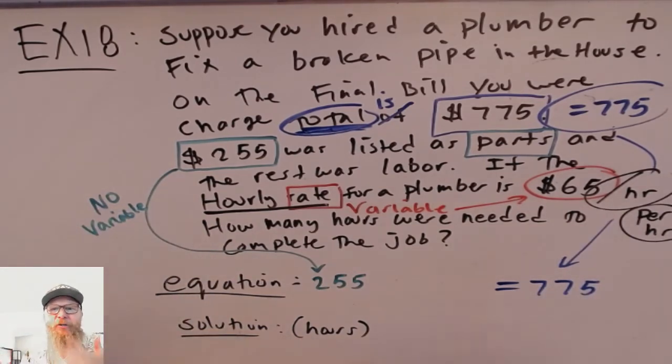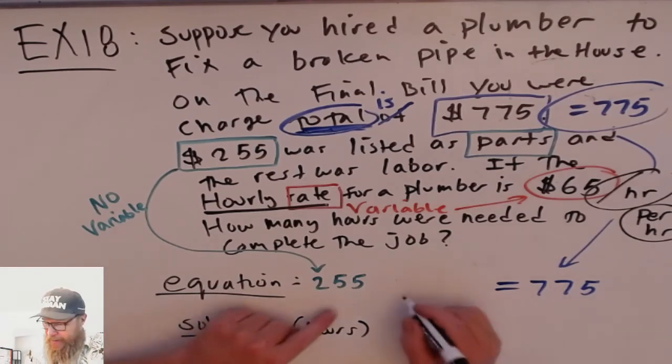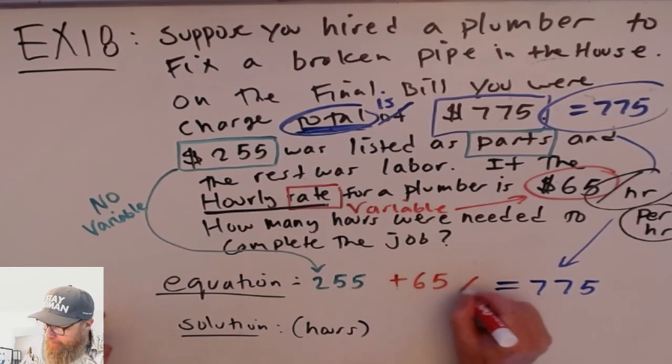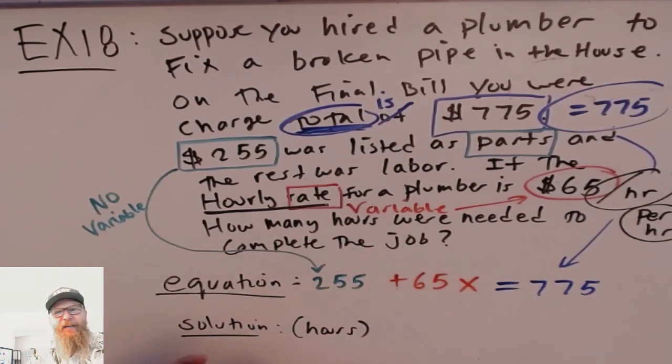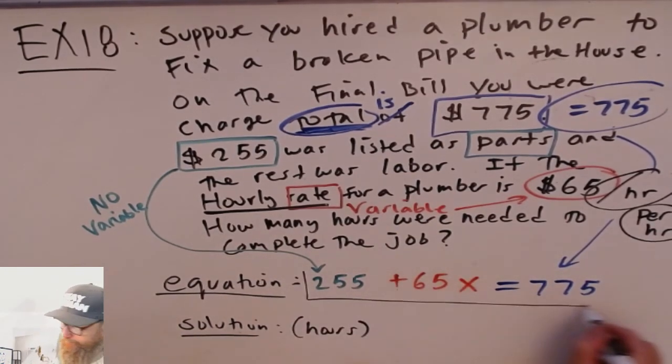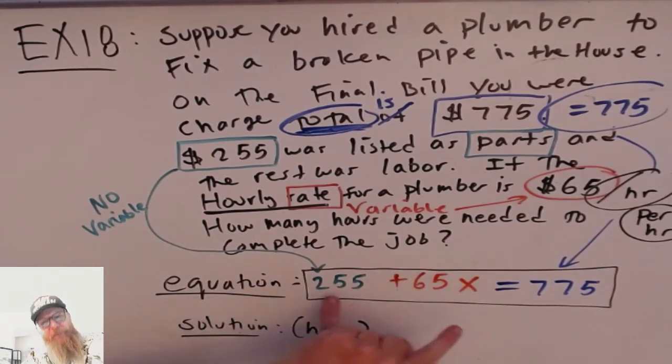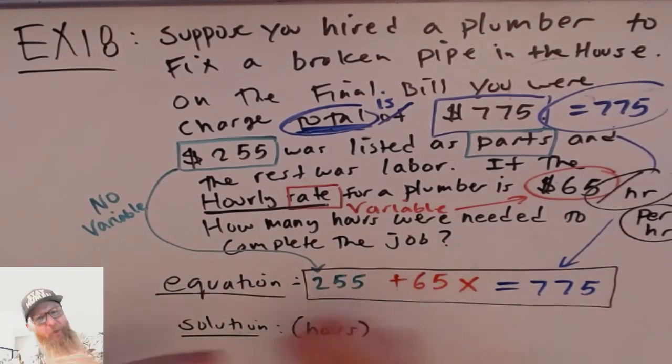All right, I'm going to use X for hours. So it's going to be plus 65X. And there's your equation. Now again, this is addition, so if you write addition in the reverse order, it's still correct.